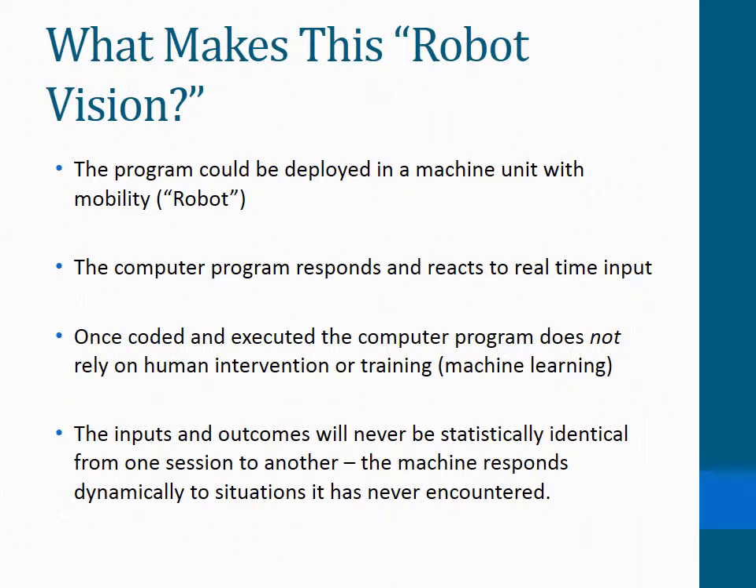So what makes this robot vision? The program could be deployed in a machine unit with mobility, in other words, a robot. The computer program responds and reacts to real-time input. Once coded and executed, the computer program does not rely on human intervention or training or any type of machine learning. The inputs and outcomes will never be statistically identical from one session to another. Therefore, the machine responds dynamically to situations it has never encountered.